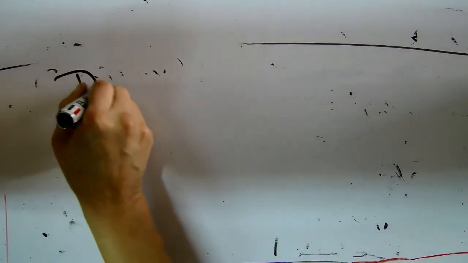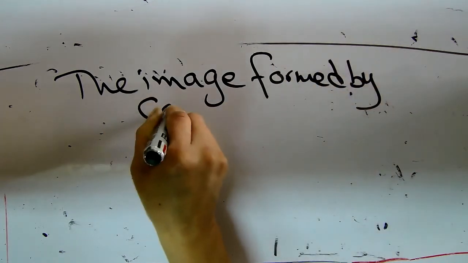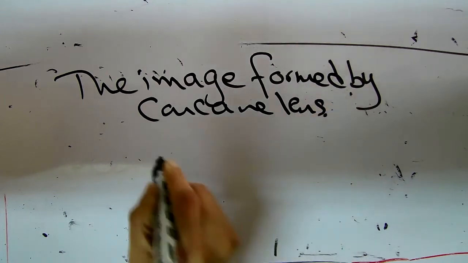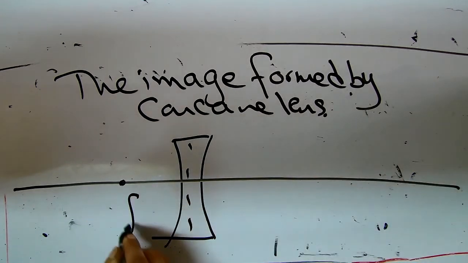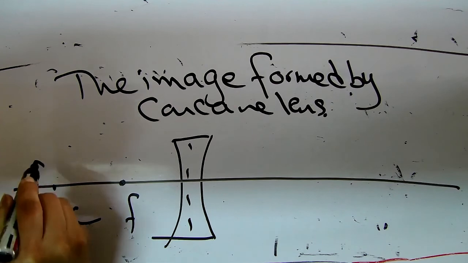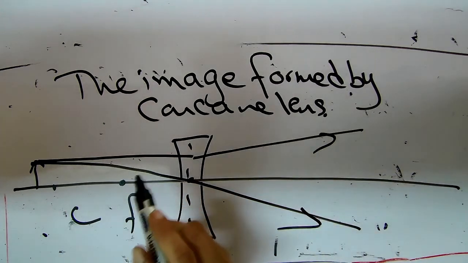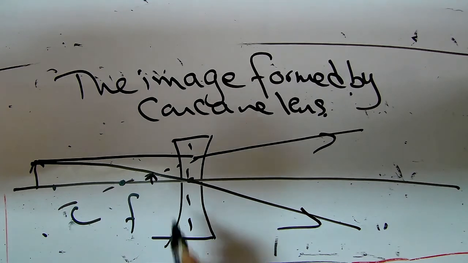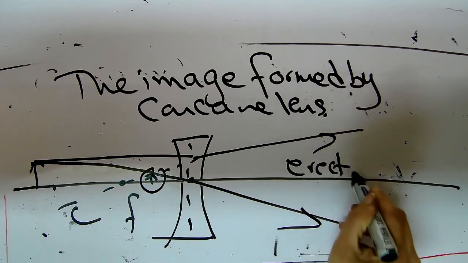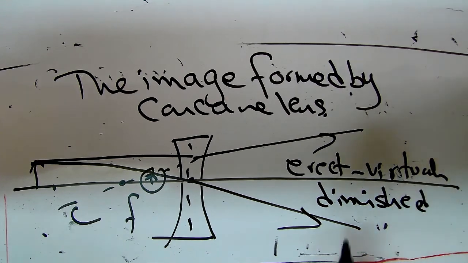The image formed by a concave lens is erect, virtual, and diminished.